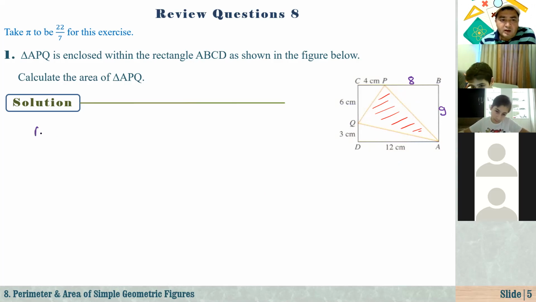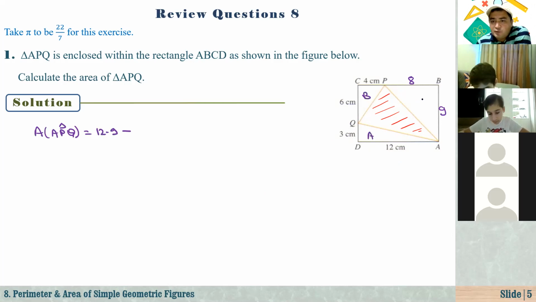So now the area of triangle APQ is equal to the area of the rectangle, that's equal to 12 times 9, minus area of the first rectangle, right? Let's say this one is A, this one is B, this one is C. What is the area of the region A? There's a triangle, 1 over 2 times 3 times 12, minus area of B, 1 over 2 times 4 times 6, minus area of C, 1 over 2 times 8 times 9. And after that, we can just simplify this.